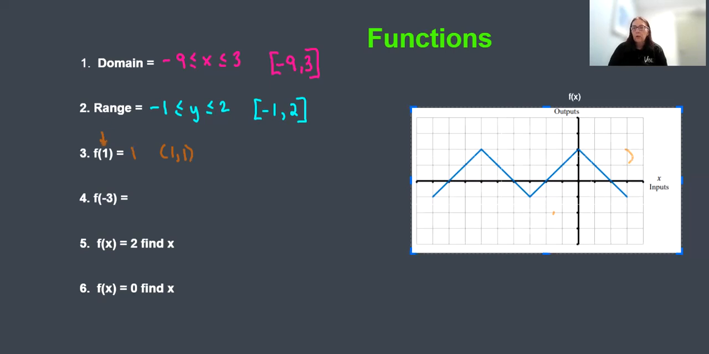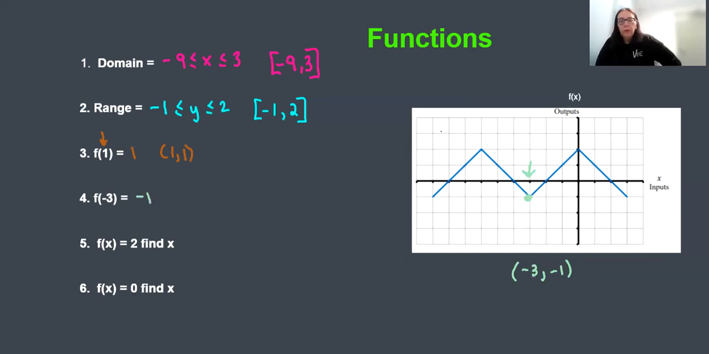All right, let's take a look at the next one. Now they're asking you to input -3. So our x value, our input, is -3. Go over to -3 on your graph. On the x-axis, 1, 2, 3, that puts us right here. And then follow that down to your graph. When I do that, I get -3, -1. So when I input -3, the output is -1.